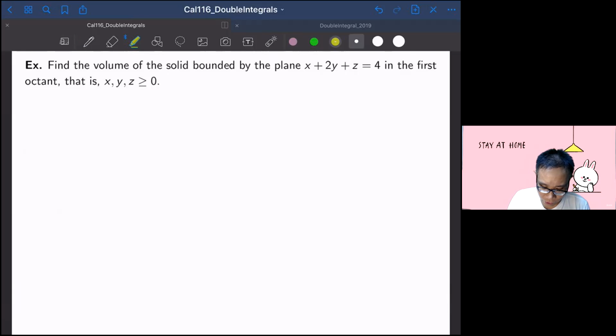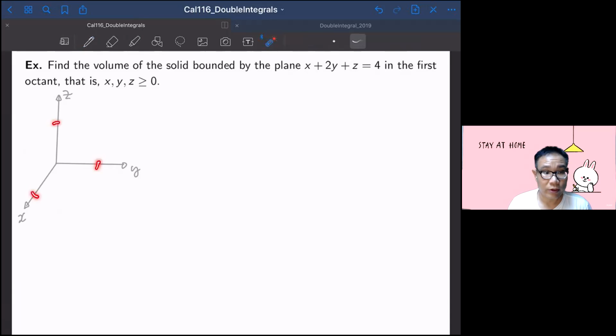So let's try to sketch the region a little bit. So you're going to sketch the plane. How could we sketch the plane? We never learned this one, right? So let's try to sketch it by just imagining that you have x, y, and z in 3-dimensional space. So you have the x-axis, y-axis, and z-axis. And the plane is going to be x plus 2y plus z equals 4.